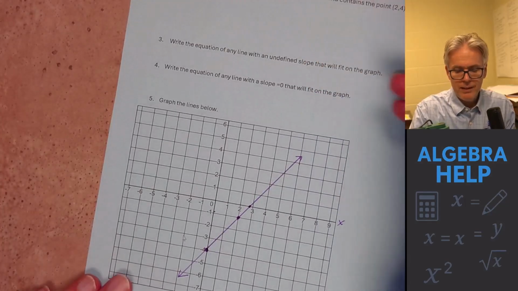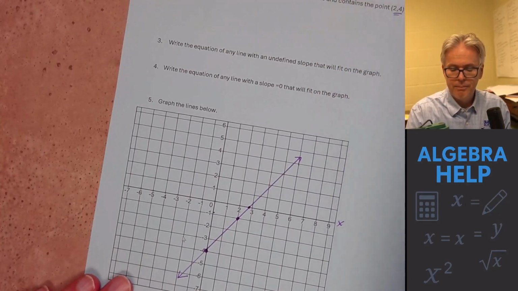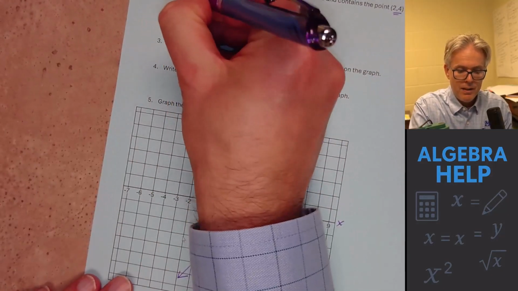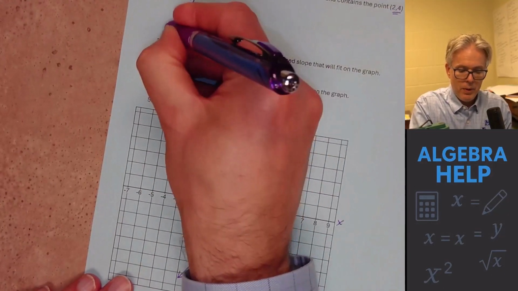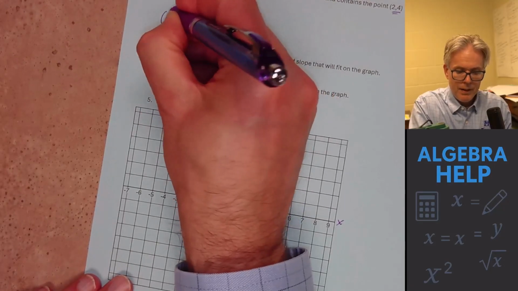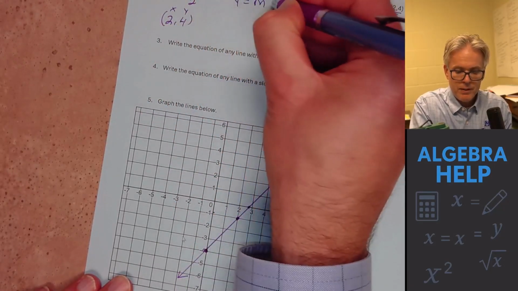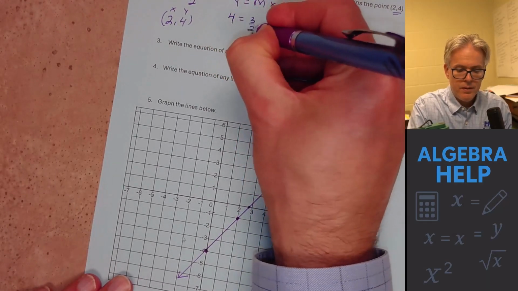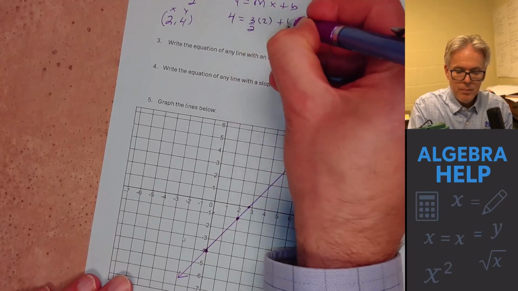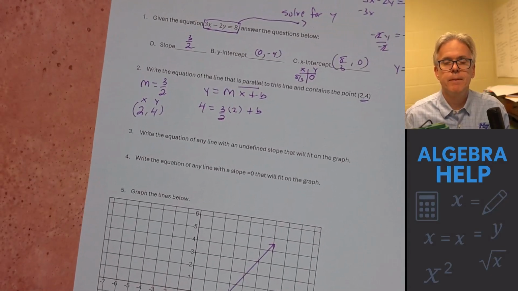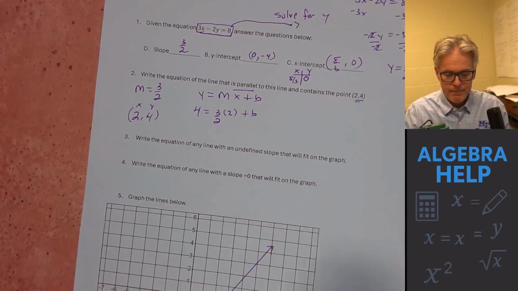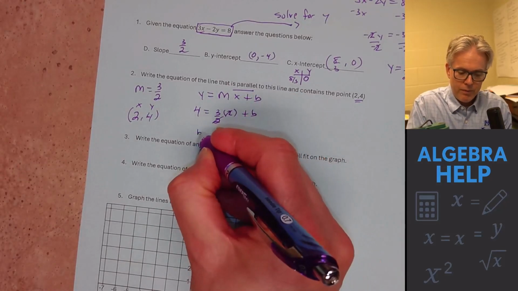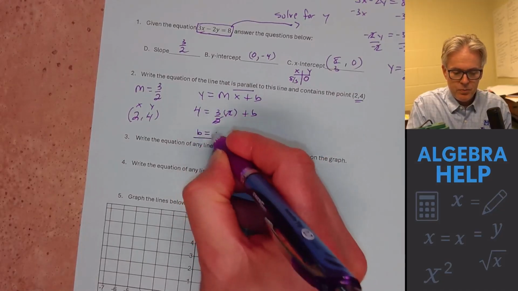So write the equation of a line that's parallel to this line and contains this point. So it's parallel, so it's going to have the same slope as this line. So I already have my slope. We know it's 3/2. Here's my point, (2, 4). I can label that x and y, and then use y equals mx plus b and just plug everything in. So 4 equals 3/2 times 2, plus b. And we're going to solve for b. The 2's cancel. So 3 plus something is 4. Well, we know b is 1. Subtract 3 from both sides. So b is 1.